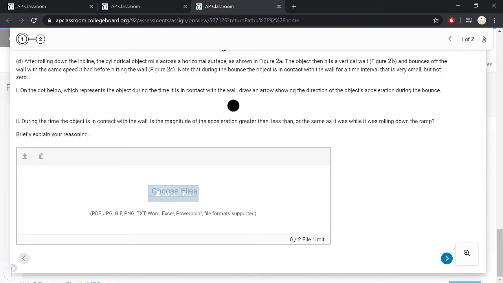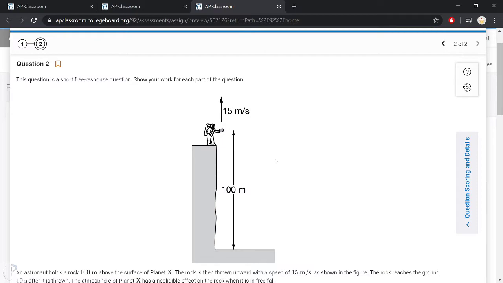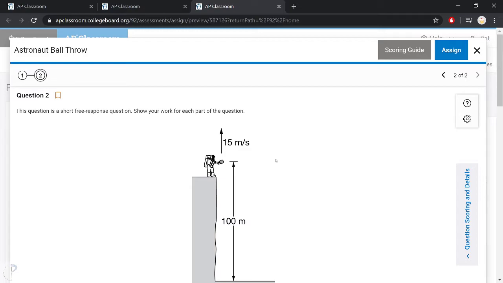Let's take a look at number 2. Wow, that took way too long. We still have a bunch of others to do. Now, let's see if we can do this one slightly faster. Here's question 2, unit 1-2.